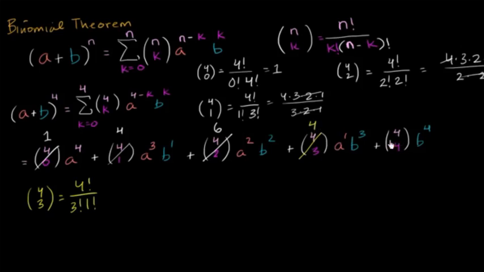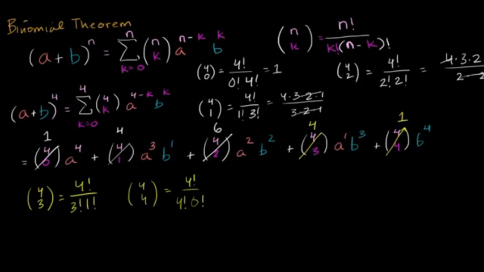And 4 choose 4? Well, let me just do it over here. 4 choose 4 is 4 factorial over 4 factorial times 0 factorial, which is the exact thing we had here, which we figured out was 1. And just like that, we're done. We were able to figure out what a plus b to the fourth power is. It's 1a to the fourth plus 4a to the third b to the first plus 6a squared b squared plus 4ab cubed plus b to the fourth.